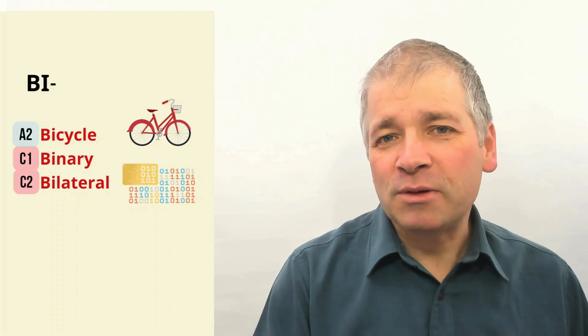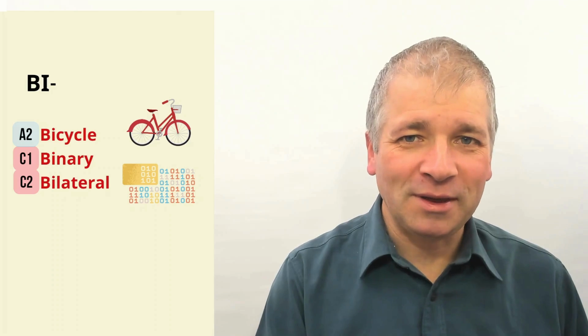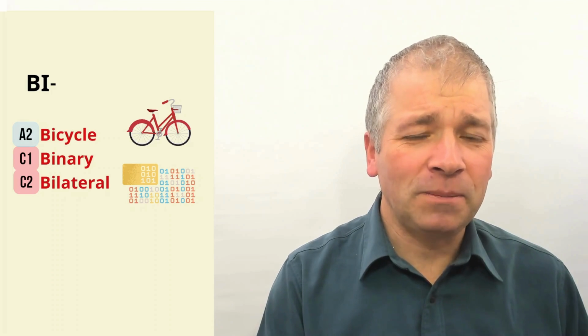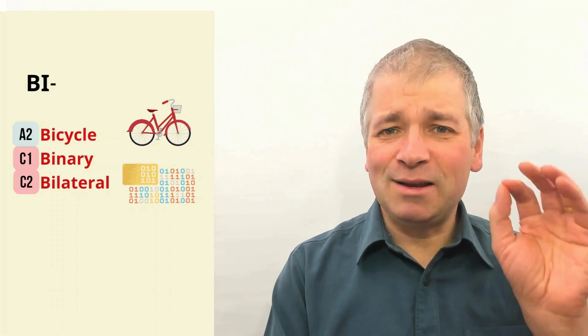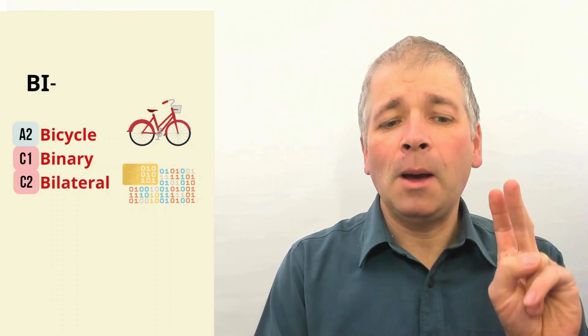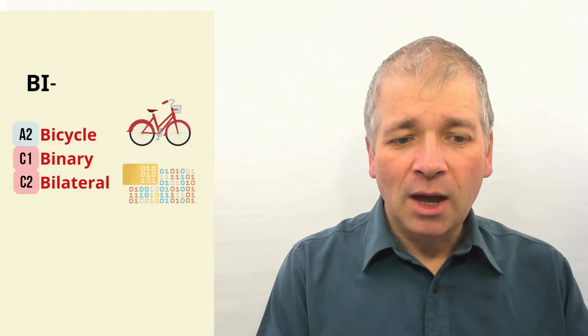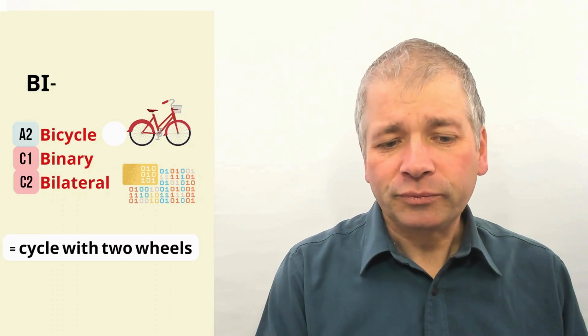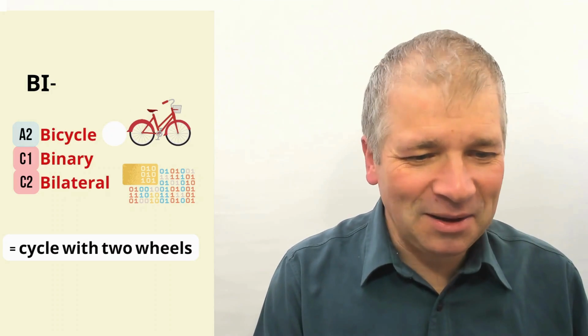Binary is used a lot in coding in computers, and it's all to do with the fact that computers read everything in zeros and ones. 0 and 1. So there's 2 digits. Binary. Bilateral. Let's go through the meanings of the words here.